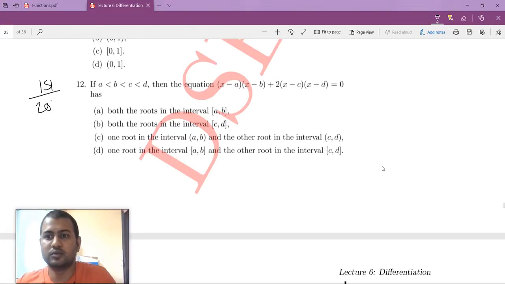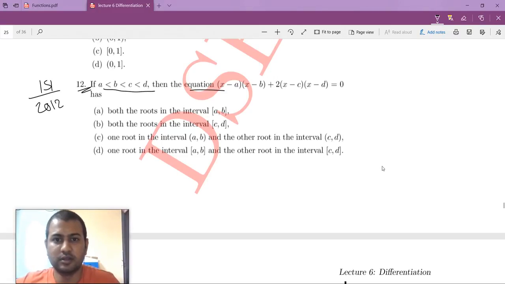ISI 2012, question number 12. a less than b less than c less than d, then the equation (x minus a) into (x minus b) plus twice (x minus c) into (x minus d) equals 0. Okay, so you have a quadratic with roots a and b plus a quadratic with roots c and d.